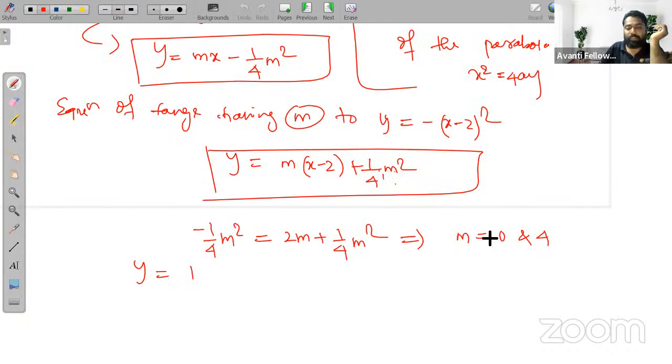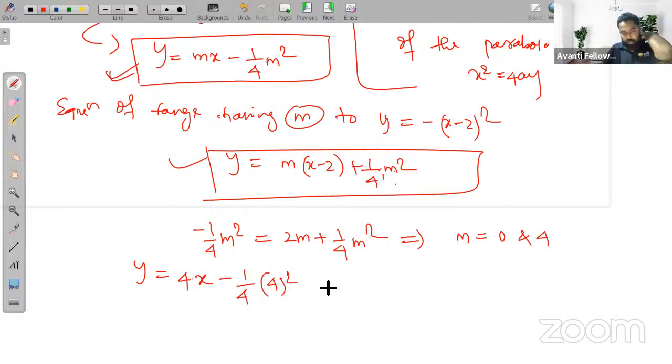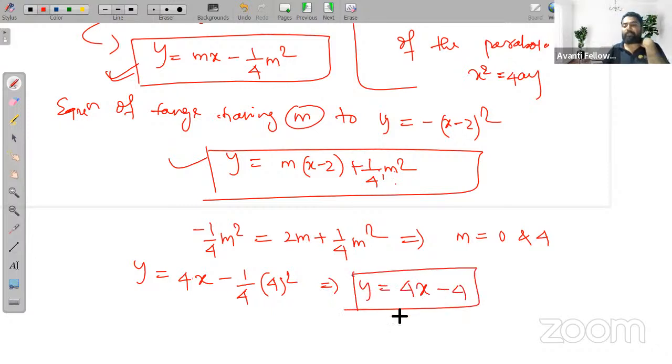So y is equal to, just put m is equal to 4 here. We'll put it in this equation. In both equations you can put m is equal to 4, then it will give you 4x minus 1 by 4 into m square, that is 4 square, which is equal to y is equal to 4x minus 4. So this is the equation of tangent, right?